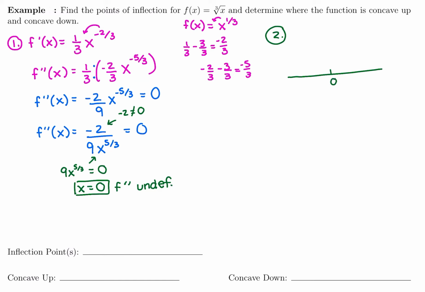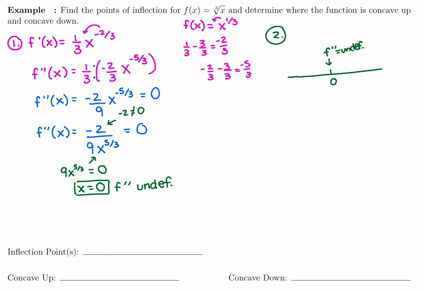So I'm going to put 0 on here first. This makes the second derivative undefined. So we do have the question of, can it go into the original and have a y value of a point, but we'll get there in a second. We'll just figure out what's happening with the concavity first.